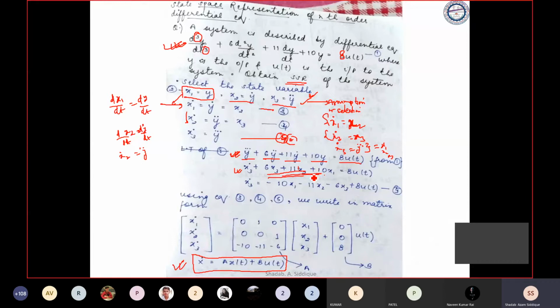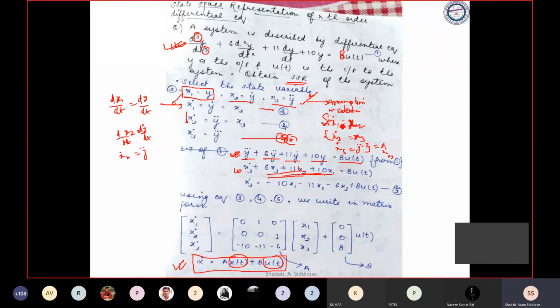Okay, see, we want to find x dot is equal to A x of t plus B u of t. So x dot should be in terms of x of t and u of t. Although we got x1 dot, we have three state variables, so we have x1, x2, x3. So that's why we have gone till x3 dot.